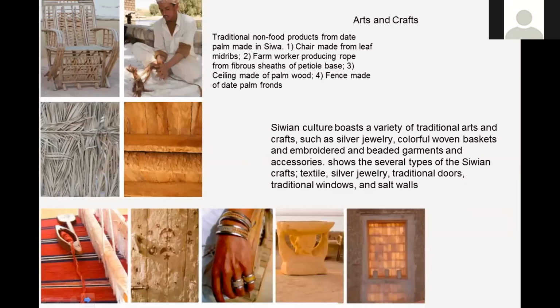Also regarding the arts and crafts, they're traditional products that are usually handmade from nature. This is an example of a man making products using palm tree leaves or sheaths, which can also be used in the construction of houses, like this kind of beam or fence. And the Siwa culture is also known for its variety of traditional arts and crafts, like jewelry, pottery, and textile.